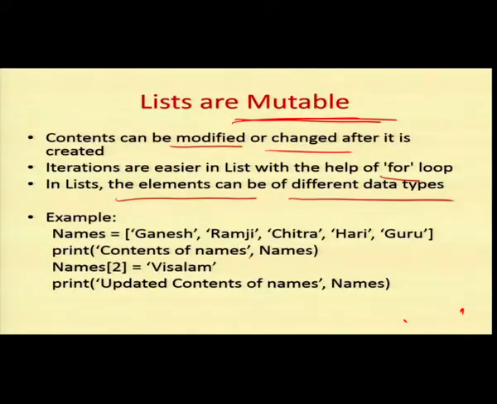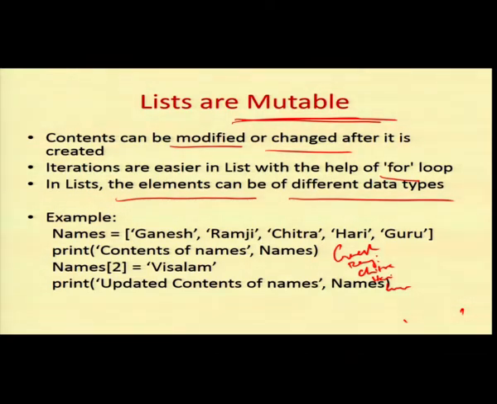We saw one example in the last slide. It is about the names. Names equal to Ganesh, Ramji, Chitra, Hari, Guru. So how many elements are there? There are totally 5 elements. Now I am printing it. Print contents of names. What will get printed? It will print Ganesh, Ramji, Chitra, Hari, Guru. Now I am giving it as names of 2 equal to Visalam.